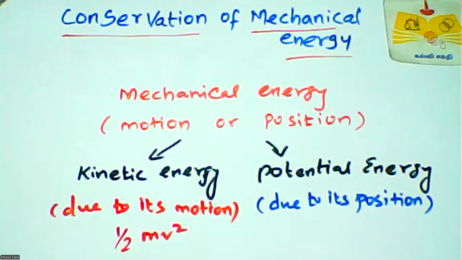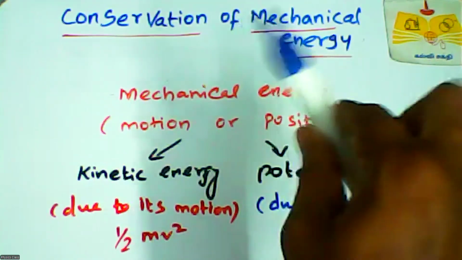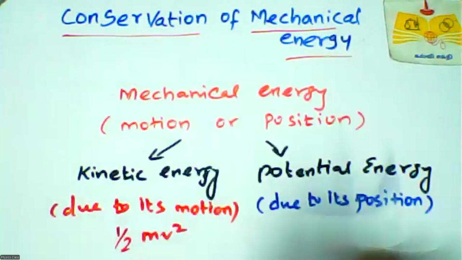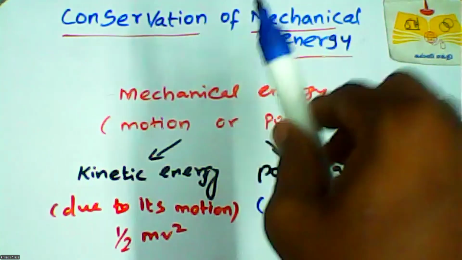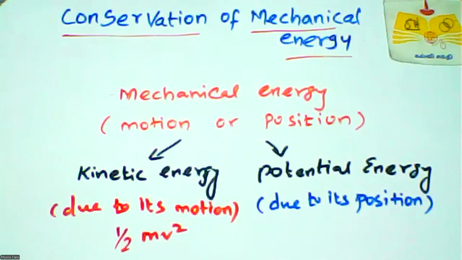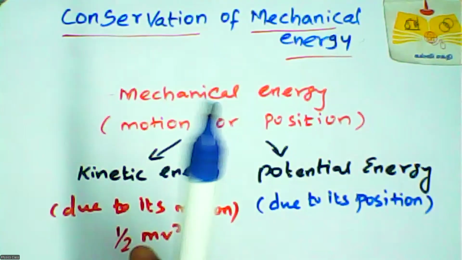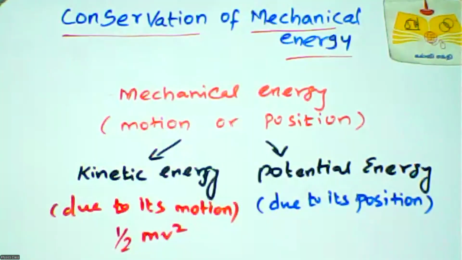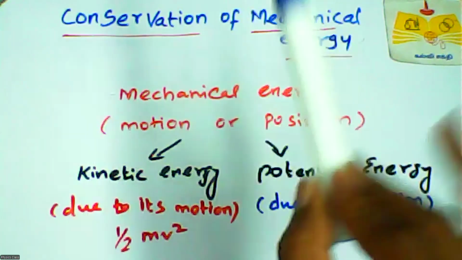For example, an object held above the ground. So this is the ground, and this is one object. An object held high above the ground. It has this pen. This pen has gravitational potential energy because of its position, because of its height.